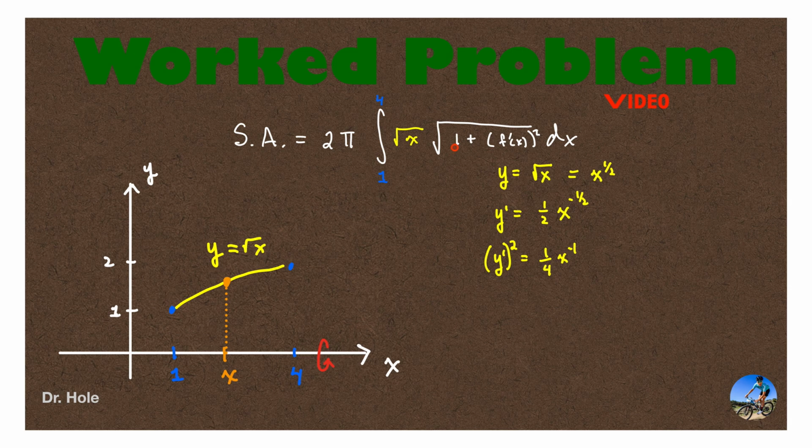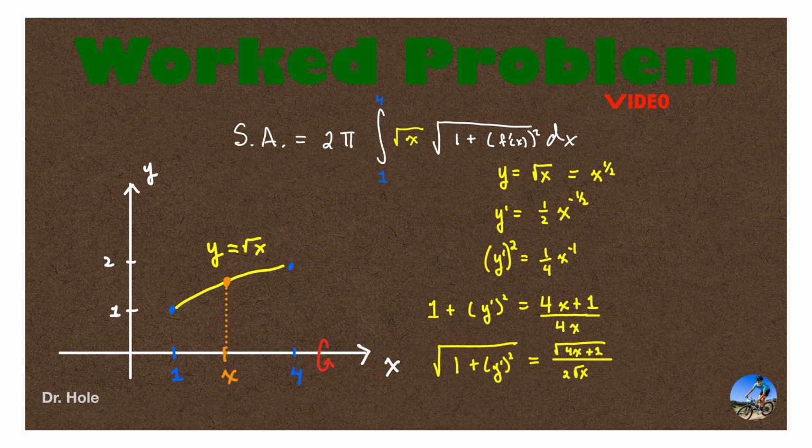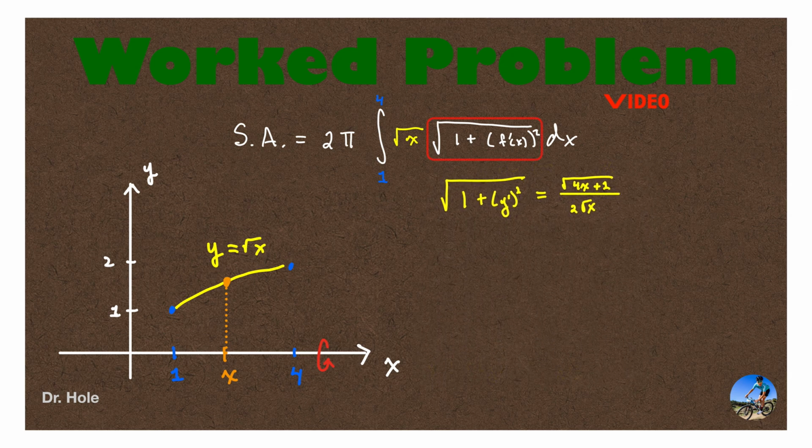To form up the radicand, we need a 1. Rewriting 1 as 4x over 4x, we're able to combine these two terms as a single term. And then finally, we'll need the radical. Apply the radical on either side of this equation. And now this form is what we can swap out the entire radical with. Let's go ahead and do that.